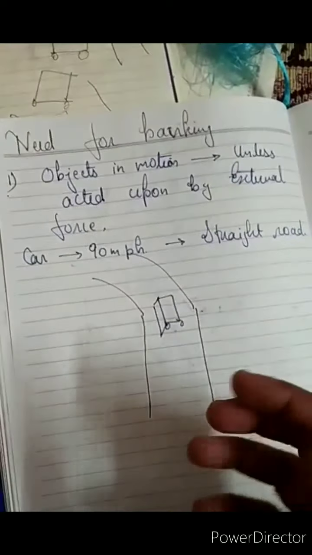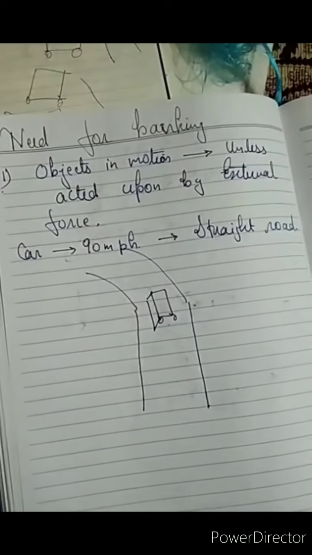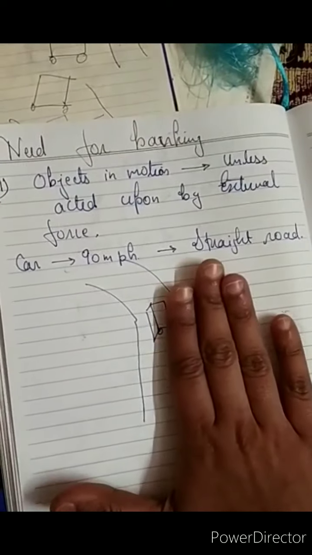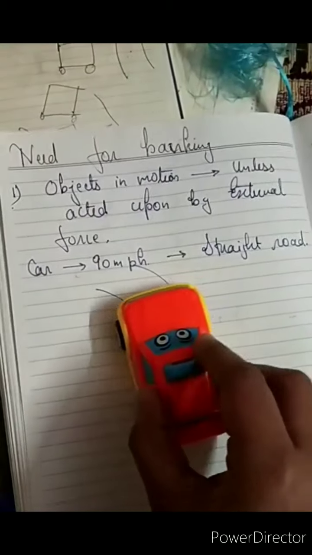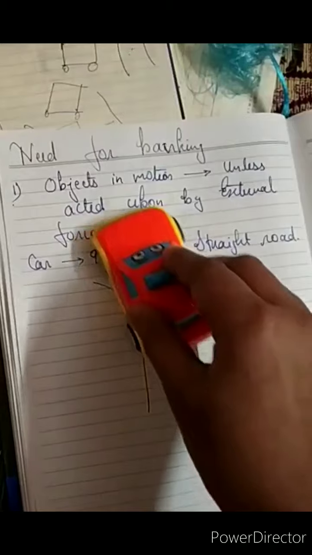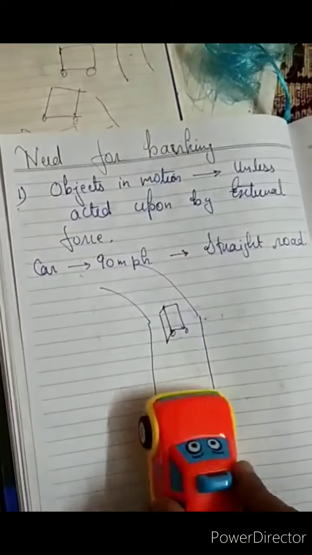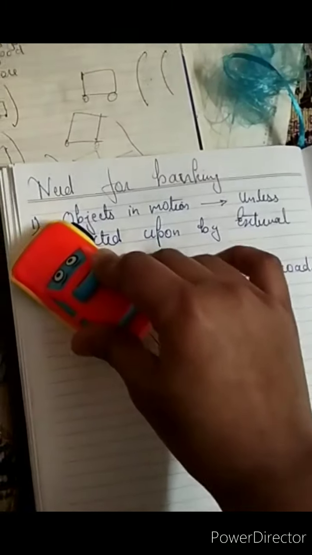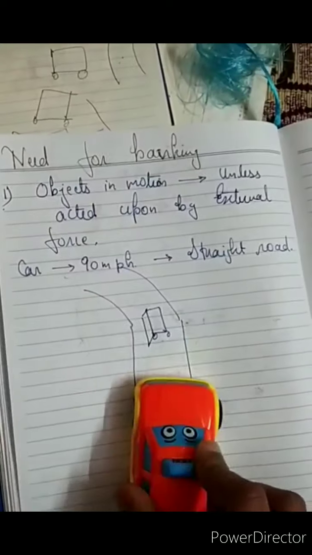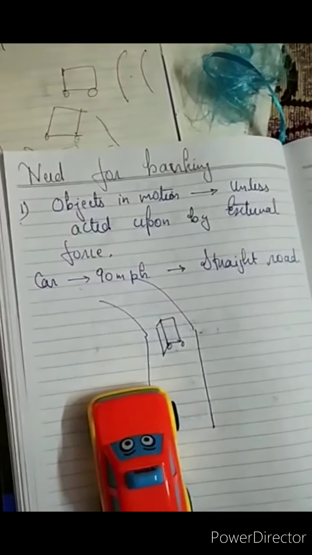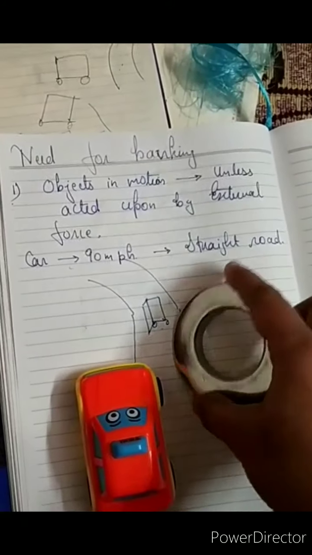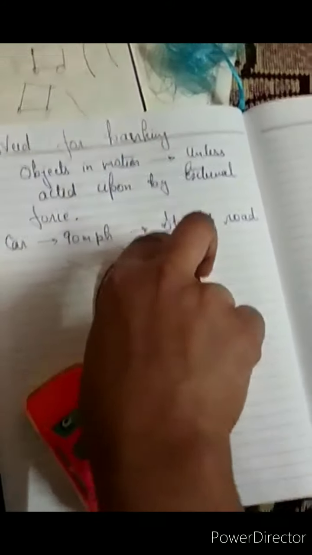So what do you think? In what way will the road provide you the push? The road will provide it if you bank the road, if you tilt it upward. The car is moving in this direction. If it is straight and now you have to take the sudden turn, what will happen if this is a banked road? If the road is banked like this, look, this is the angle.